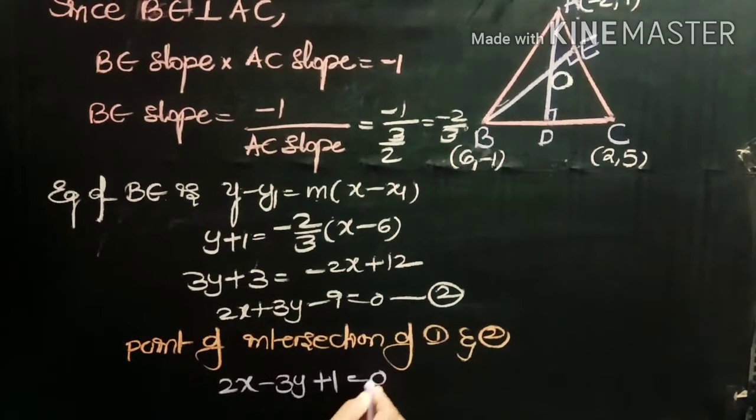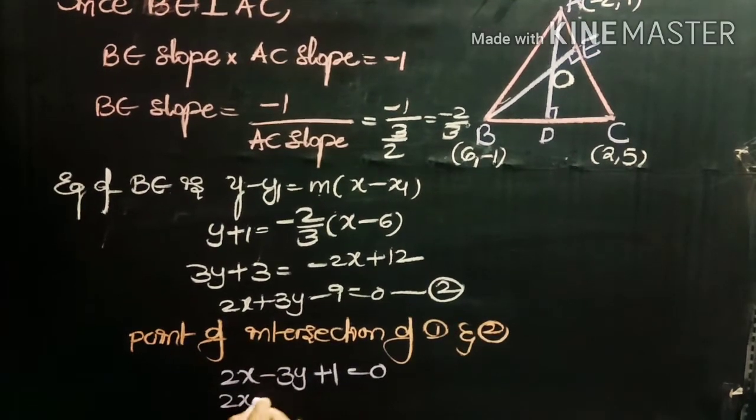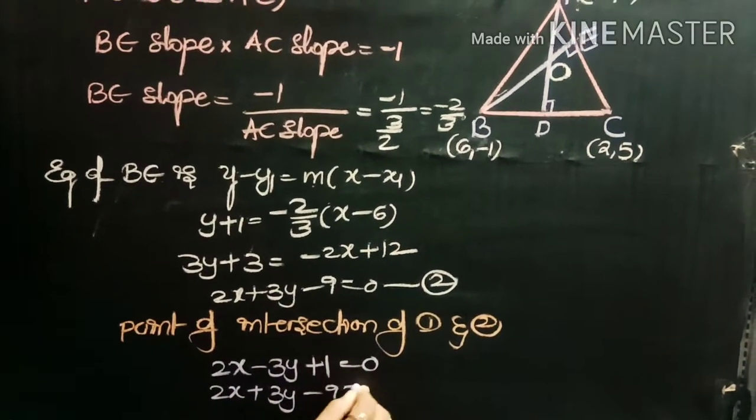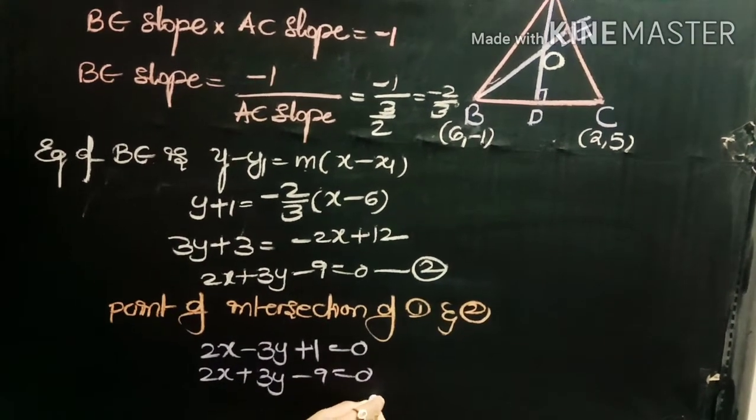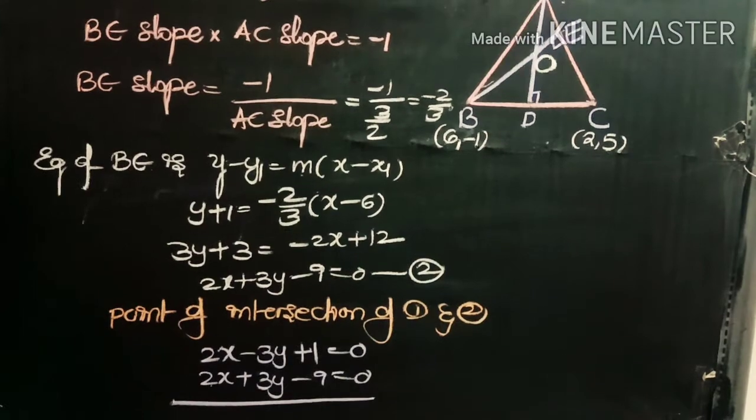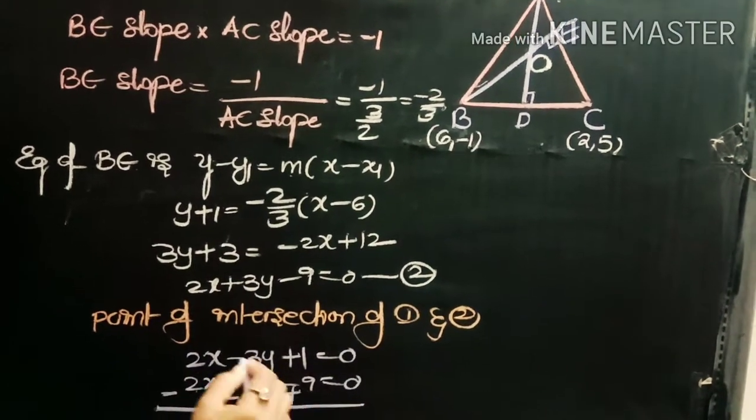Now we are taking the point of intersection of these two lines, point of intersection of 1 and 2. 2x minus 3y plus 1 equal to 0, this is the first equation, and 2x plus 3y minus 9 equal to 0, which is the second equation. Now we solve these two equations by the elimination method. Here plus 2x, minus 2x both directly cancel. So minus, minus, plus, changing the signs.